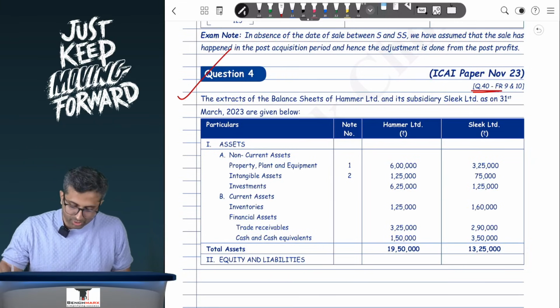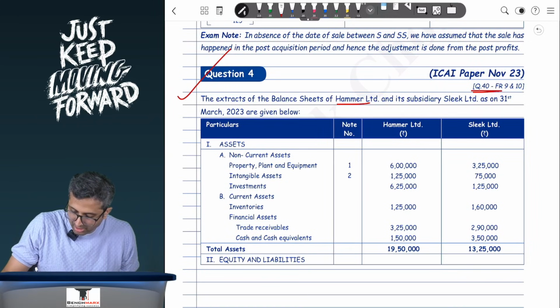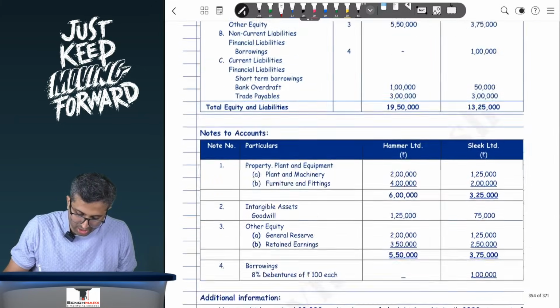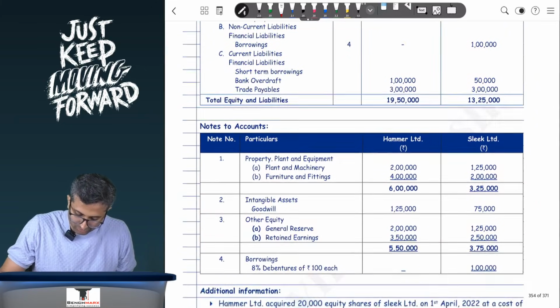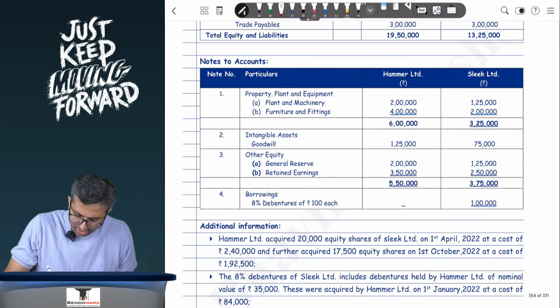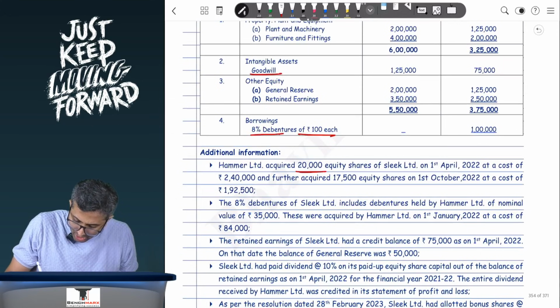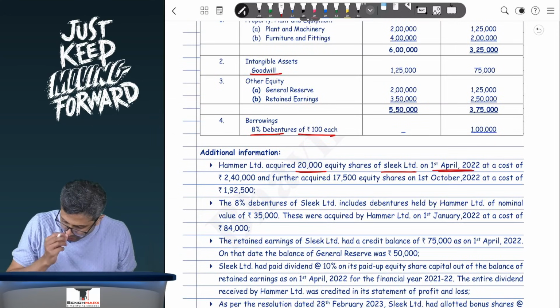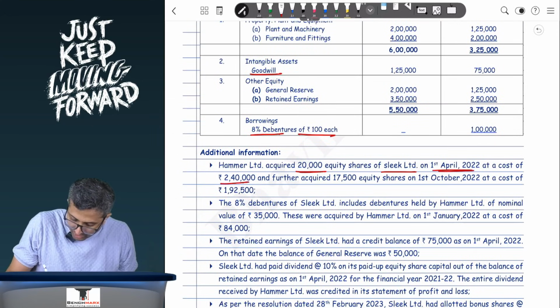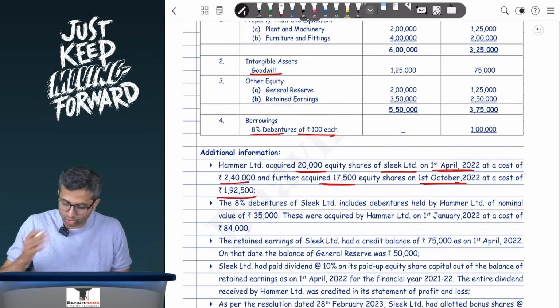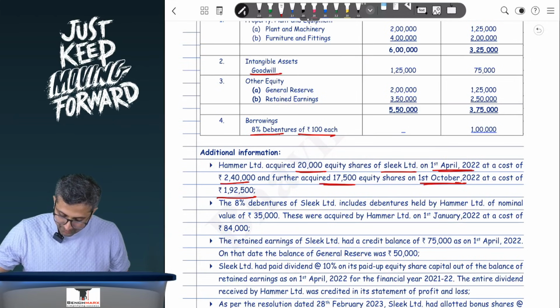So let us review this question. You have the balance sheets of Hammer and its subsidiary Sleek on 31st March 23. You have the entire balance sheet given over here, and then you have notes to accounts: plant and machinery, there's already some goodwill, general reserve, 8% debentures of 100 each. Hammer acquired 20,000 equity shares of Sleek on 1st April 22 at a cost of 2,40,000 and further acquired 17,500 shares on 1st October 22 at a cost of 1,92,500. If you total both of these, your total will be 37,500.